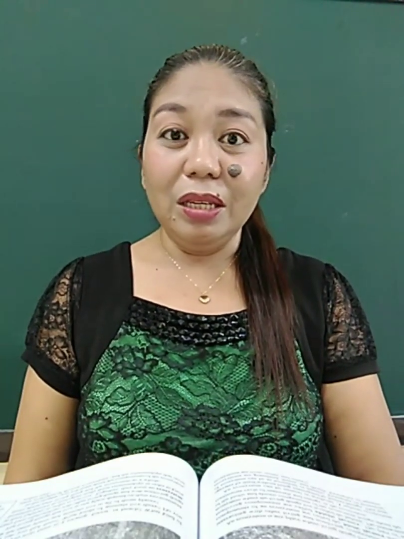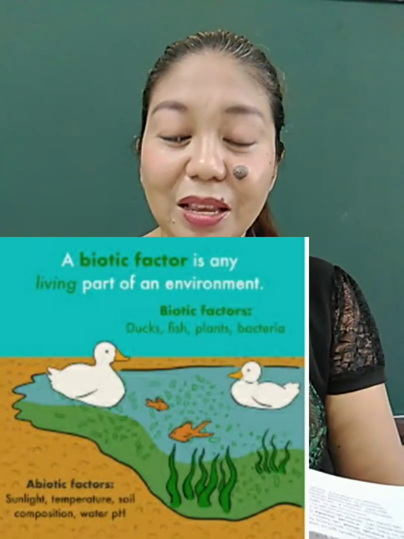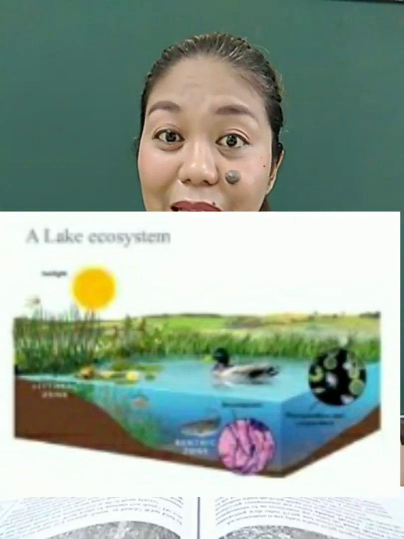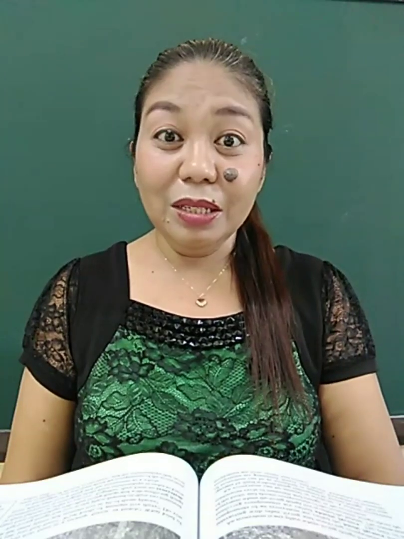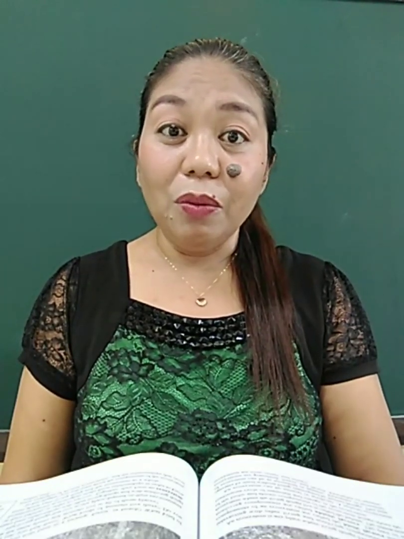So what are examples of our aquatic ecosystem? Do you have any idea? We have our rivers, our seas, we have the ponds, we have the lakes. These are aquatic ecosystems. We also have our coral reefs. And what about our terrestrial ecosystems? These include our farms, gardens, forests, the savanna, the desert.